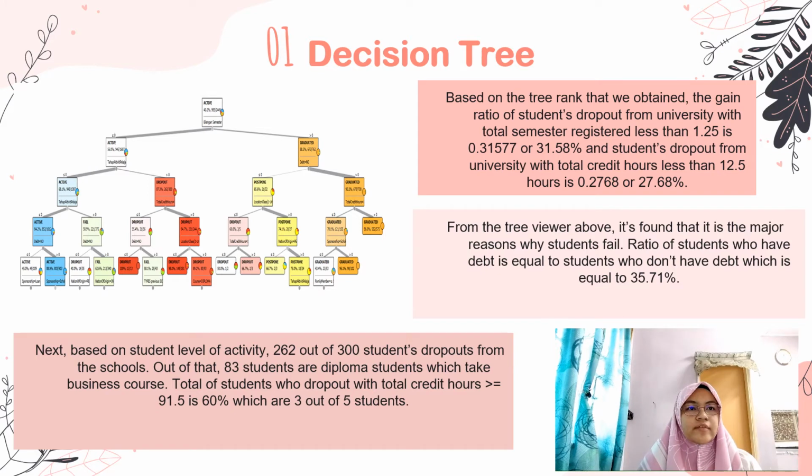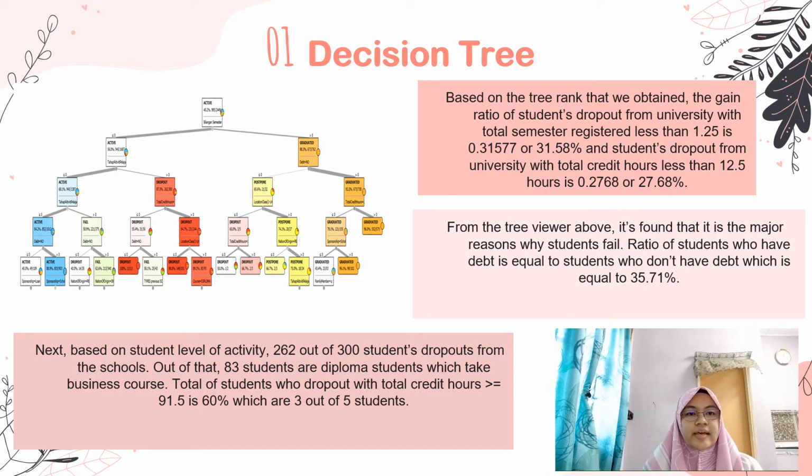Based on the student level of activity, a total of 262 students out of 300 students dropped out from the school. Out of that, 83 students are diploma students who take a business course. The total of students who drop out with total credit hours bigger than 91.5 is 60%, which is 3 out of 5 students. From the 3 views above, it's found that this is the major reason why students fail.